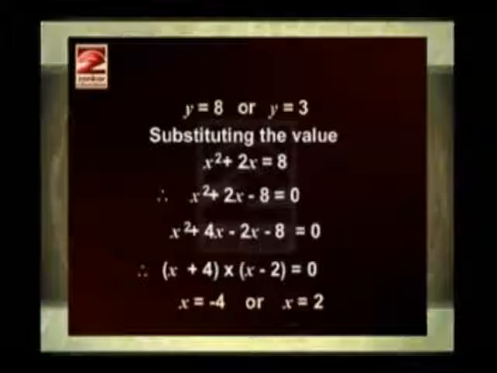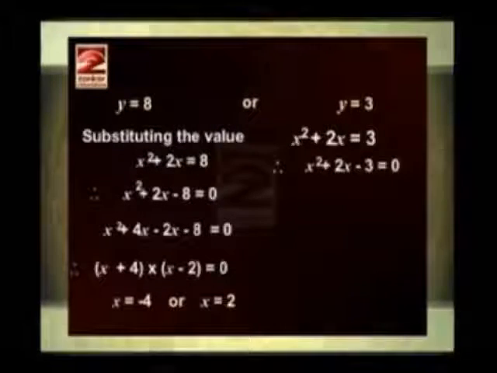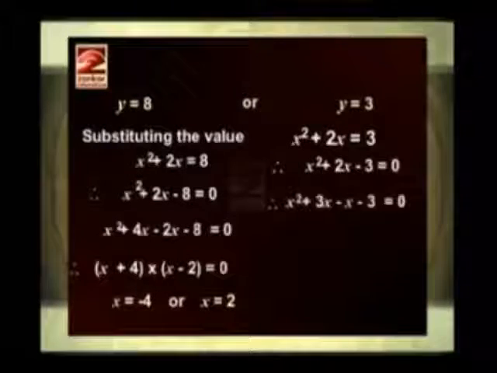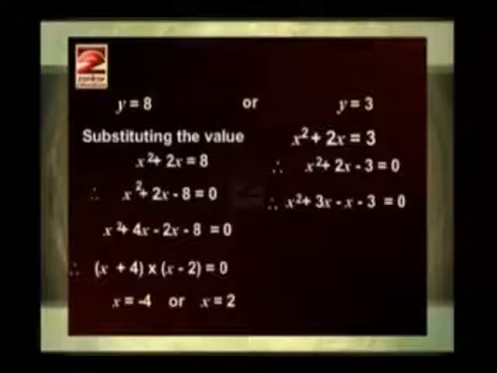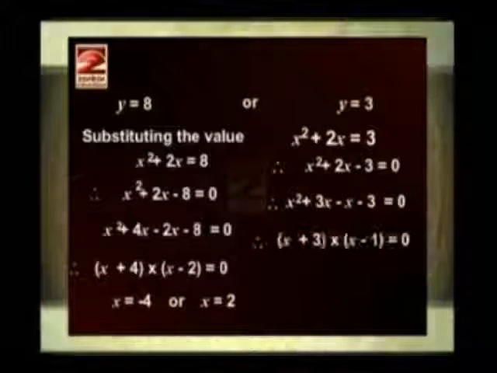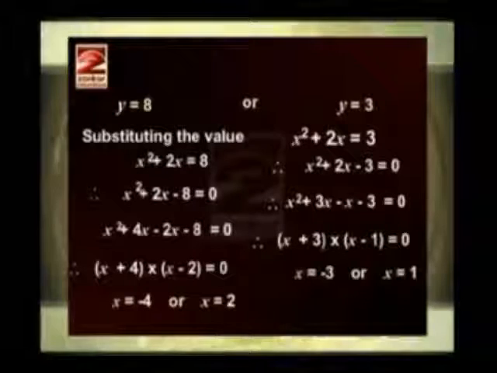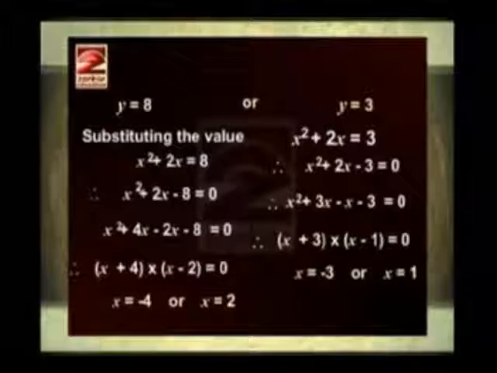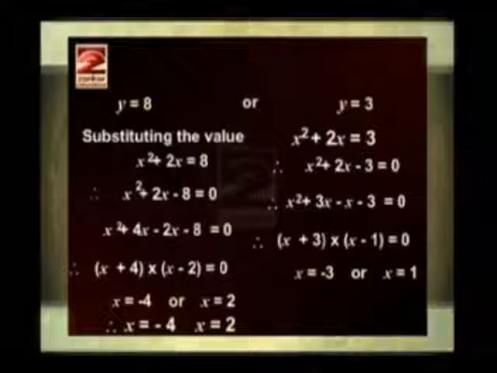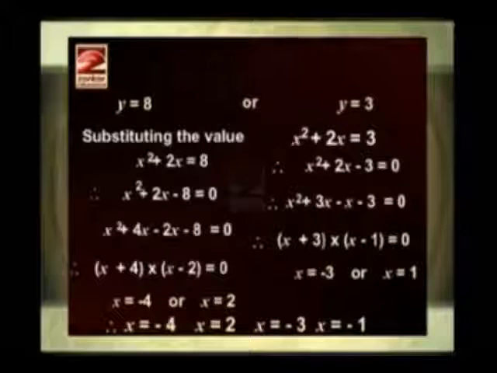Now for the other value, x square plus 2x is equal to 3. Therefore, x square plus 2x minus 3 is equal to 0. Therefore, x square plus 3x minus x minus 3 is equal to 0. Therefore, x plus 3 into x minus 1 is equal to 0. Therefore, x is equal to minus 3 or x is equal to 1. Therefore, x is equal to minus 4, x is equal to 2, x is equal to minus 3 and x is equal to 1.